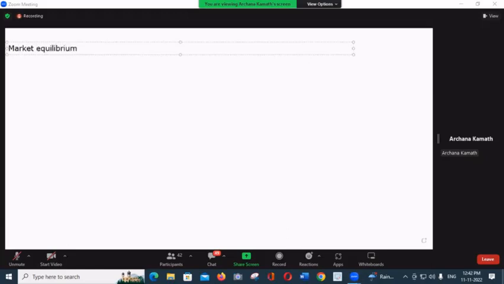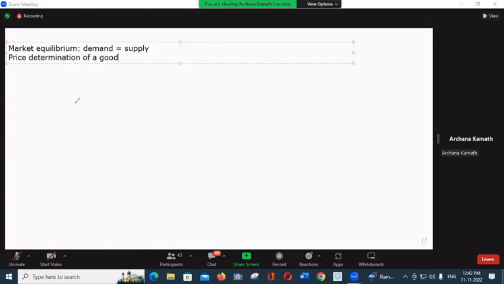Okay. Market equilibrium is the point where demand is equal to supply. We are going to find out how the price of a commodity is being determined. Price determination of a good takes place when the price of the commodity is decided when demand is equal to supply.